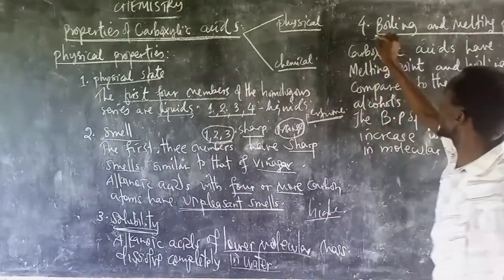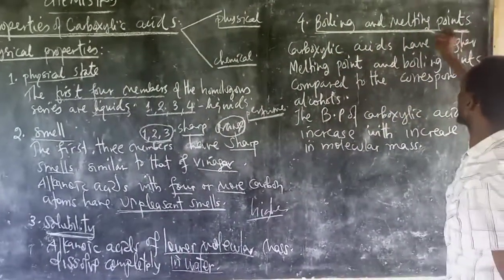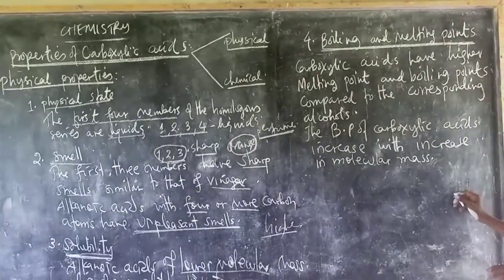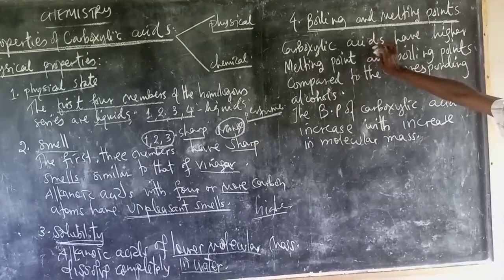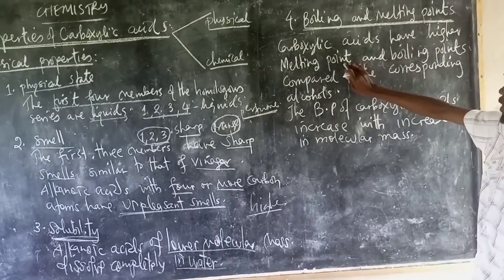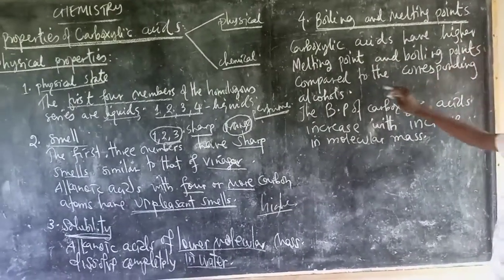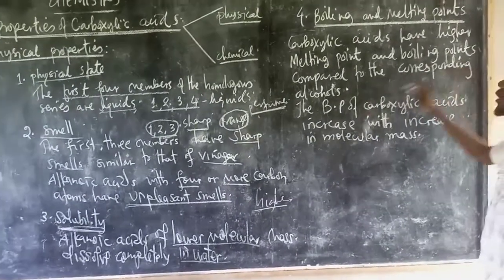But also, lastly, we have boiling and melting points of carboxylic acid. This point is very important to understand. Carboxylic acids have higher melting point and boiling point compared to the corresponding alcohol.